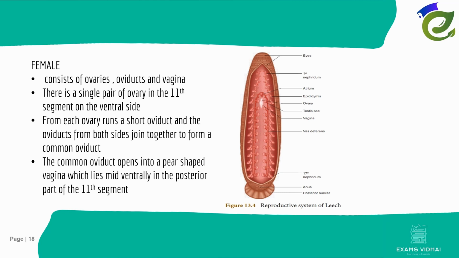Coming to the female part of the reproductive system, it consists of ovaries, oviducts, and vagina. There's a single pair of ovaries in the 11th segment on the ventral side. From each ovary runs a short oviduct, and the oviducts from both sides join together to form a common oviduct. The common oviduct then opens into a pear-shaped vagina, which lies ventrally in the posterior part of the 11th segment.